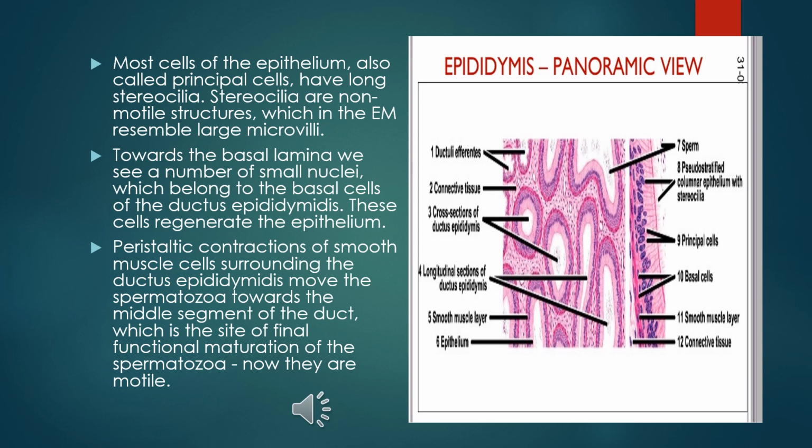Outside the basement membrane of this epithelium, we can see a smooth muscle layer. These smooth muscles produce peristaltic contraction, and by the contraction of this smooth muscle, the spermatozoa can move to the middle segment of the duct, which is the site where the final functional maturation of the spermatozoa happens. Now the immotile spermatozoa become motile. So they are motile here.